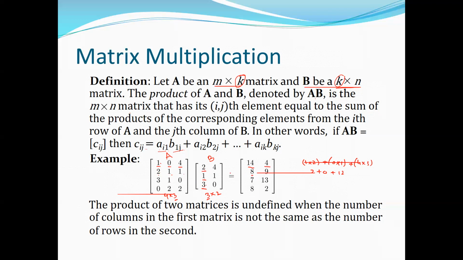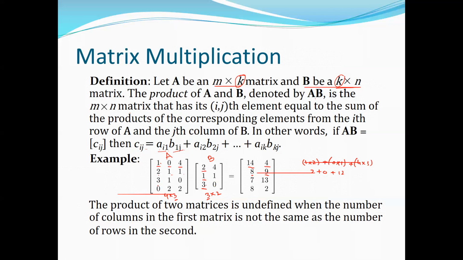Okay, so next column, what? The second row with the second column. So 2 into 4 is 8, 1 into 1 is 1, 1 into 0 is 0. So 8 plus 1, that is 9. Clear? So that's how we have obtained this, we perform this matrix multiplication.